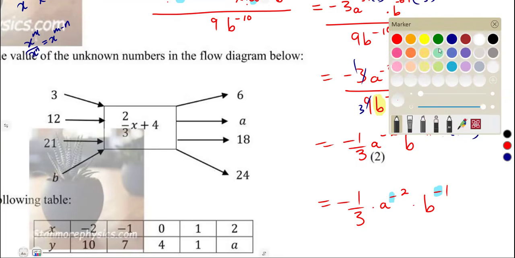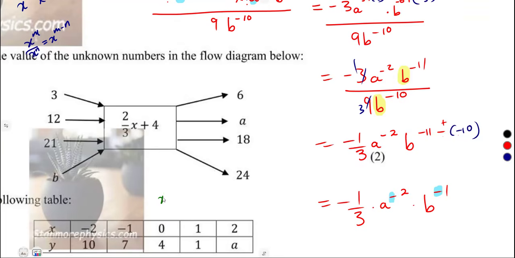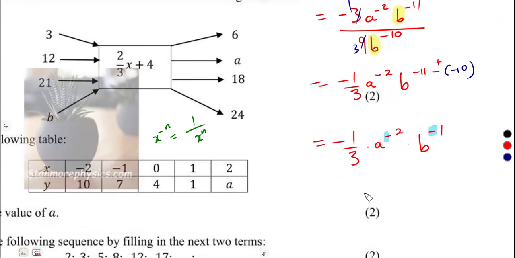From which concept? Any number when raised to an exponent of a negative can be written as 1 over x to the exponent of n like this. So meaning to say, I was simply going to rewrite as minus 1 over 3 times 1 over a squared times 1 over b to the exponent of 1, which is the same as b.